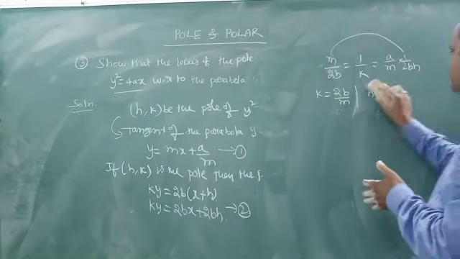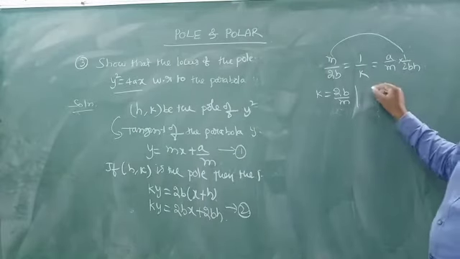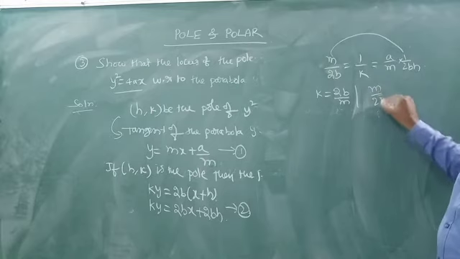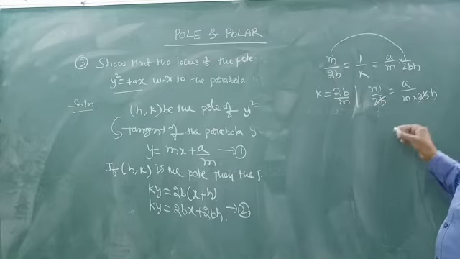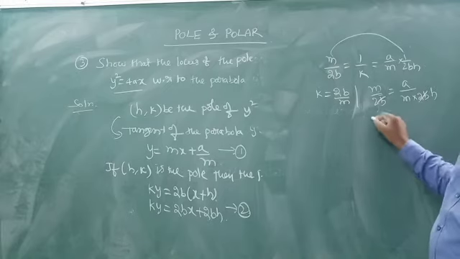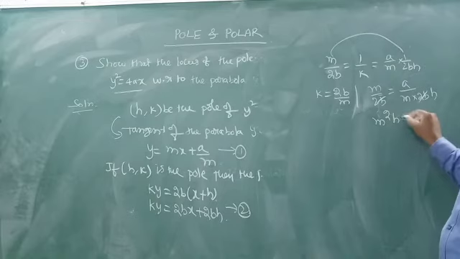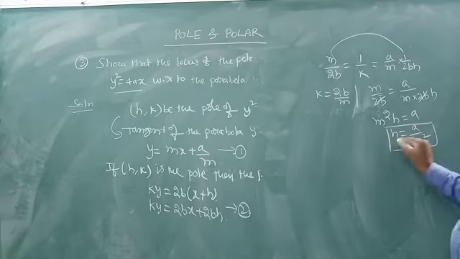is m by 2b equal to a by m into 2bh. This 2b will cancel. Now you have m square h equal to a. H is equal to a by m square, like this. H is equal to a by m square.